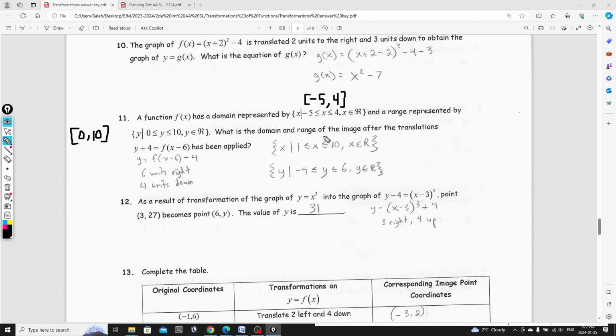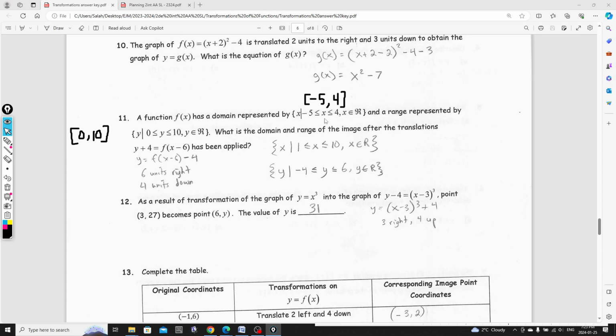Now they're asking, what's the domain and range of the image after the translation y plus 4 equals f of x minus 6 has been applied? Okay, again, first step, isolate the y. Get that 4 on the other side and make sure that y is by itself. When I look at this, I can see that I've got a horizontal shift of 6 units to the right and a vertical shift of 4 units down. Okay, so I just look at how that affects my domain.